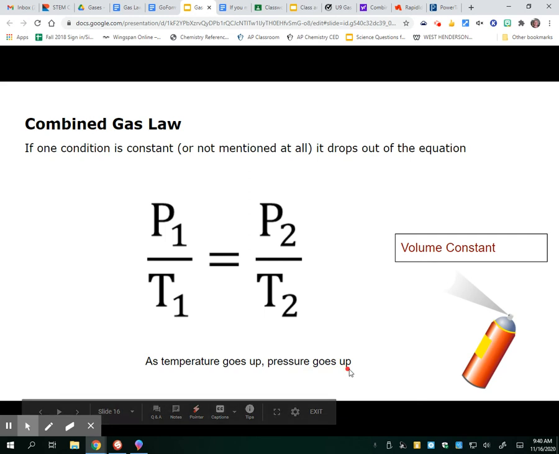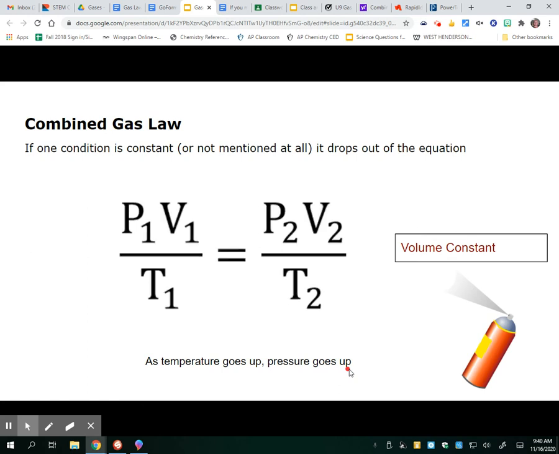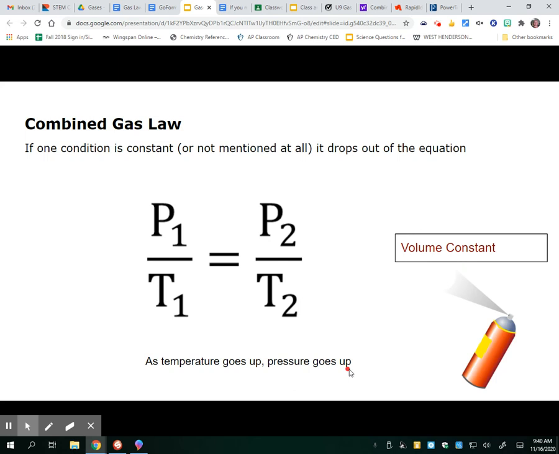All right, so those are the individual gas laws that go into making the combined gas law. And you can use the combined gas law as it is if you have all of those variables, or if one of the variables is constant, it's just going to drop out of the equation and it just makes it a little easier to work with.